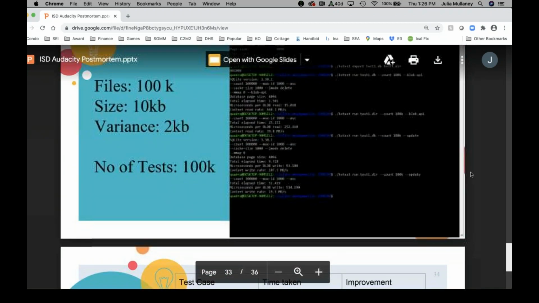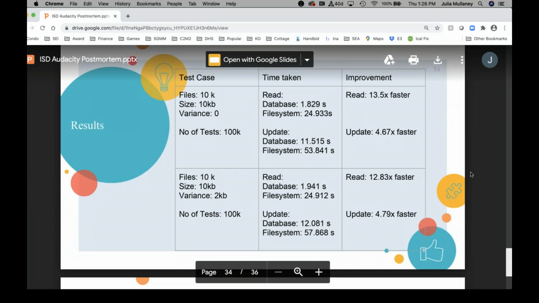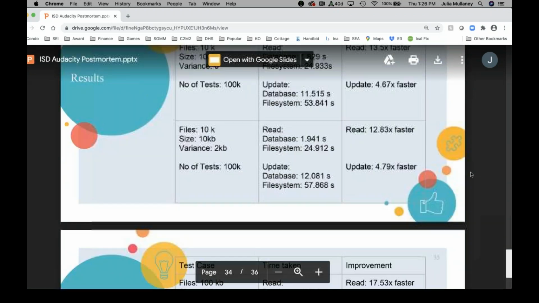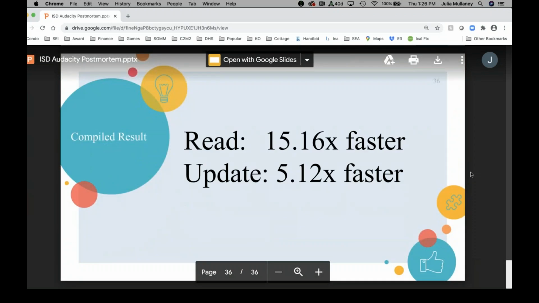Yeah, this was the data that we had. At the end, we have the result at the very last slide. This is what we actually had at the end of our semester, which is we could read this many times faster and update 5.12x times faster, which is great. It was a really amazing course for me, and for my teammates as well. But I would like Aayush to share his insights now. Thank you.